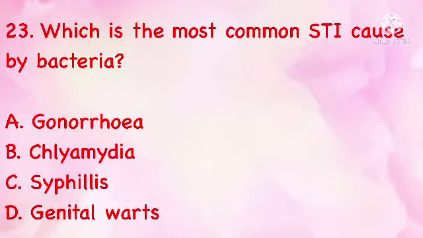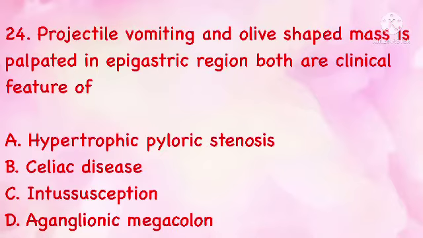Which is the most common STI caused by bacteria? Gonorrhea, chlamydia, syphilis, genital warts. Correct answer is B. Chlamydia. Projectile vomiting and olive-shaped mass is palpated in epigastric region. Both are clinical feature of hypertrophic pyloric stenosis, celiac disease, intussusception, or ganglionic megacolon. And the correct answer is A.